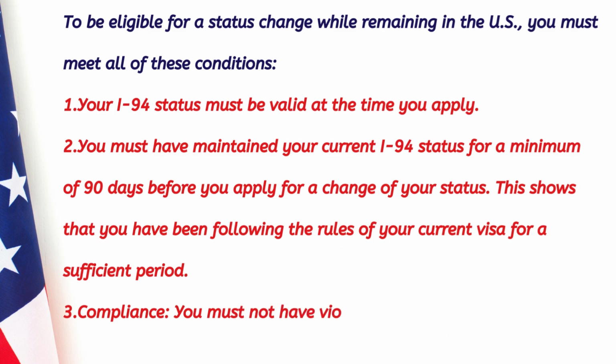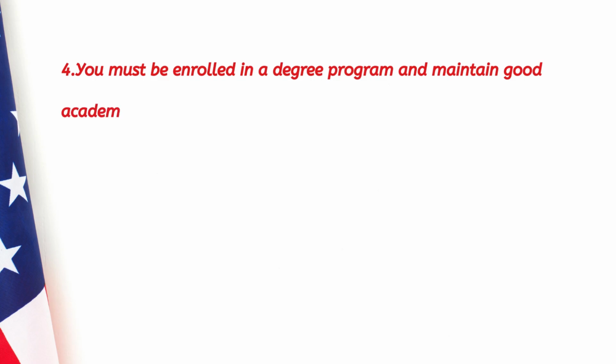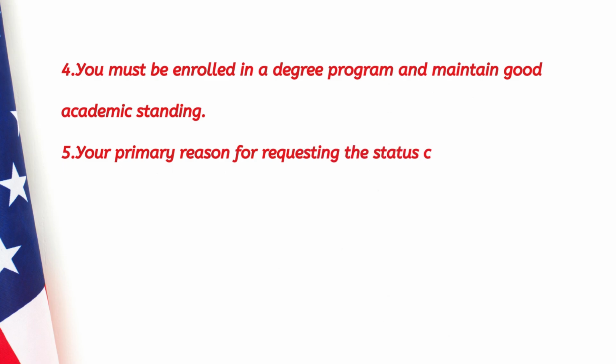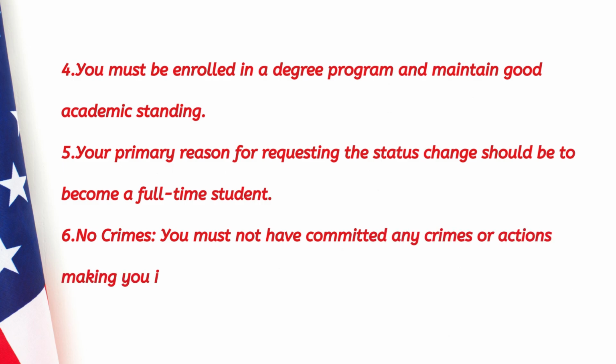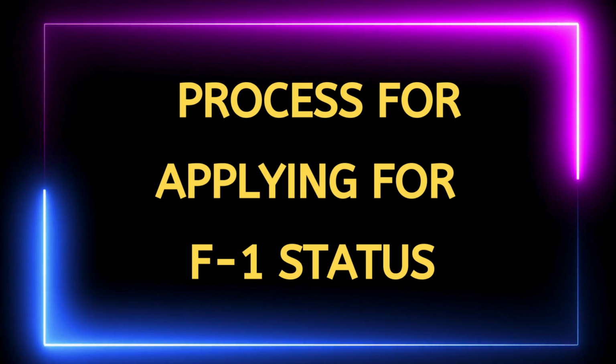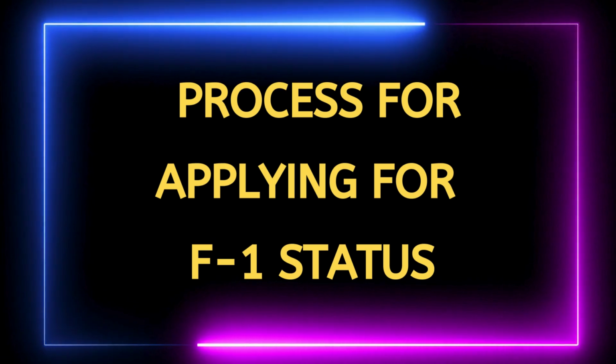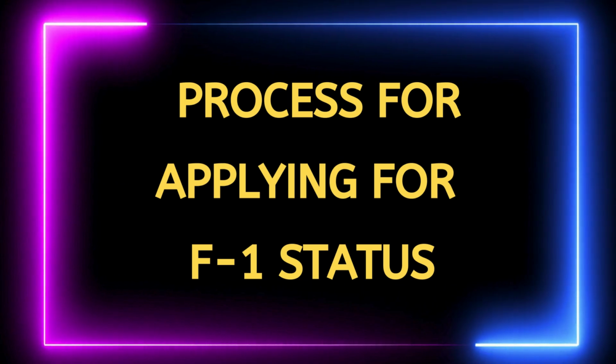Number three, you must not have violated the conditions of your L-2 status. Number four, you must be enrolled in a degree program and maintain good academic standing. Number five, your primary reason for requesting the status change should be to become a full-time student. And number six, you must not have committed any crimes or actions that can make you ineligible to get F-1 status.